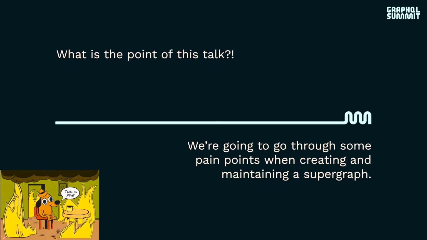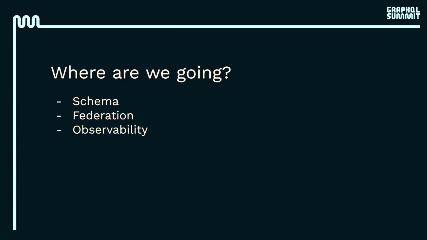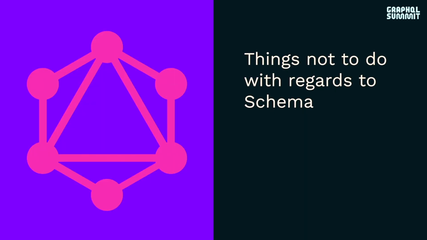So what is the point of this talk? We always talk about how you should make things and what your best practices are and why they are good things. We're going to take the opposite approach today. We're going to say everything that's bad, why it's bad, and how we can get around it, and tell you why a best practice is a best practice. So with that, we have three overarching things to talk about today: schema, federation, and observability. Let's hop into schema.